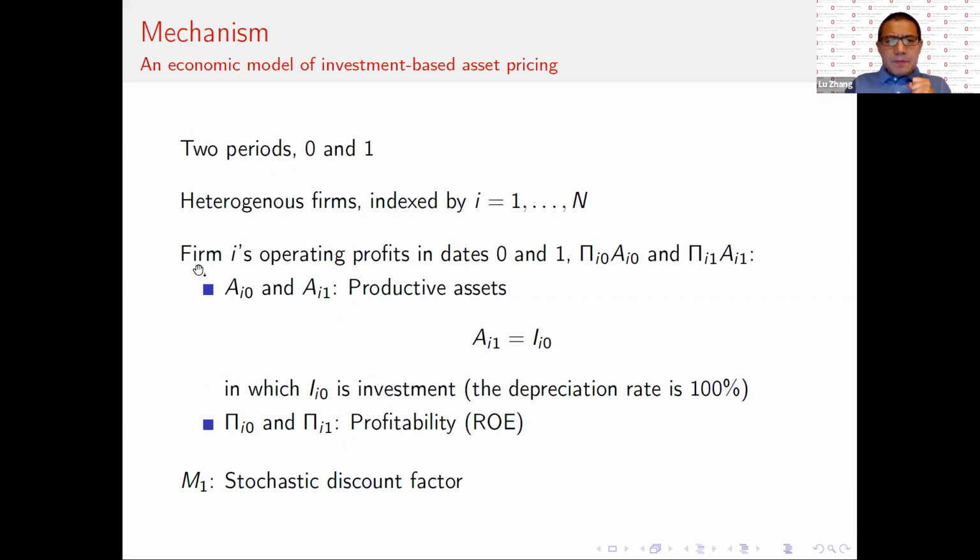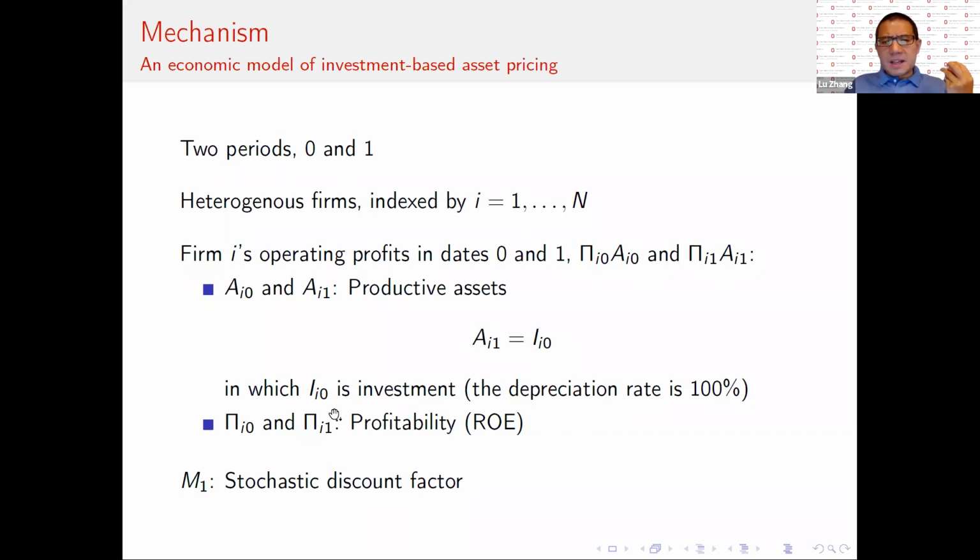3,000, for example. And firm i's operating profits in dates 0 and 1 are given by the product of their profitability and productive assets. So pi 0 and pi 1 can be ROE or ROA, a return on equity or return on assets, because in the model we abstract away from debt financing. ROE and ROA are identical. And A0 and A1 are basically productive assets or productive capital.